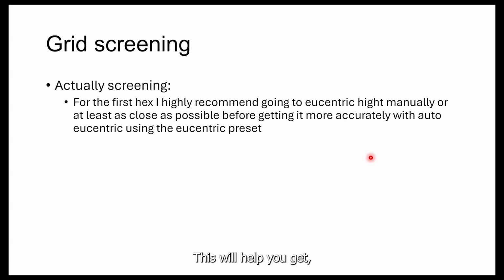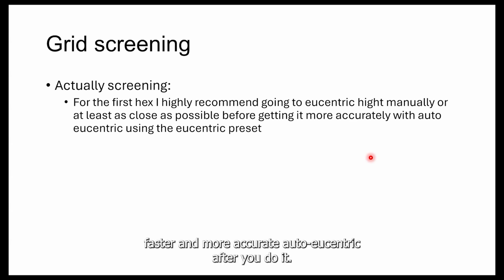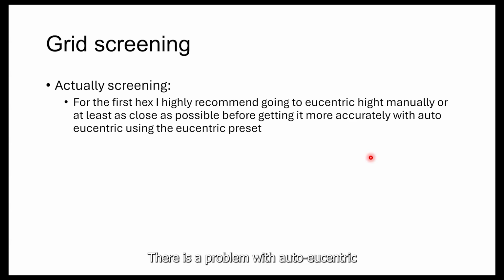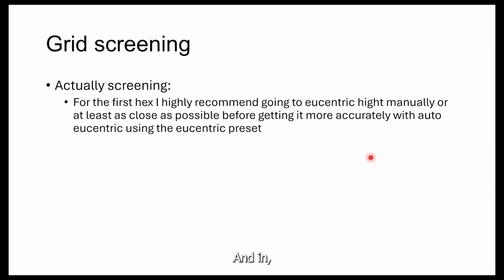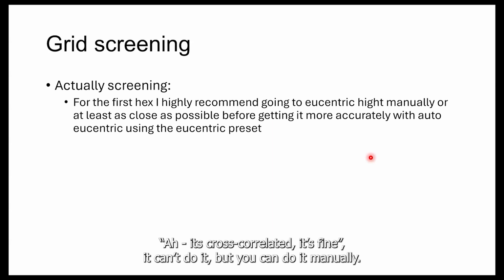This will help you get faster and more accurate auto-eucentric after you do it. There is a problem with auto-eucentric in grid square and eucentric magnification: in grid square, you have too many holes, so it's hard for it to do proper cross correlation. And in eucentric magnification, if you're too far away, it just sees holes and says, they're cross correlated, it's fine, I can do it.